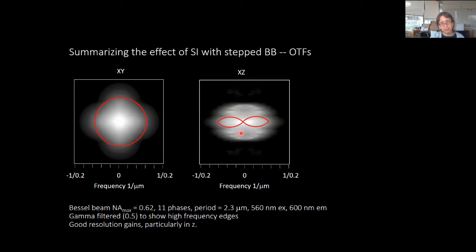In XZ, the change is even bigger. This huge change in the resolution in Z is being driven by the width of the central core of that beam. So you go from very low resolution in Z to resolution that's essentially a little bit less than the diameter of the central core of that beam.